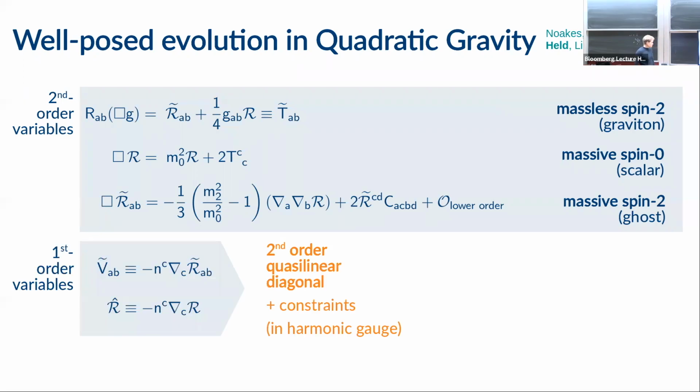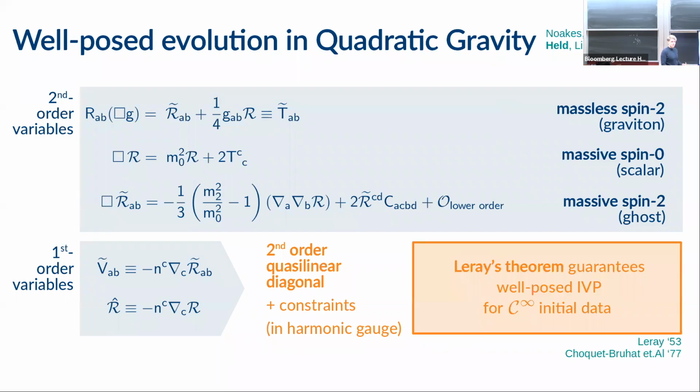And then you can reduce further to first order variables, which is key in the proof by David Noakes, because you can then take additional derivatives and you can diagonalize the system, or you can at least quasi-diagonalize the system, which means you diagonalize the part with highest derivative. And that allows you to apply fundamental theorems, the same ones that Yvonne Choquet-Bruhat has applied in GR, and you can thereby establish that there must exist a well-posed initial value problem. And now what we want to do is explicitly formulate that initial value problem and put it on the computer.